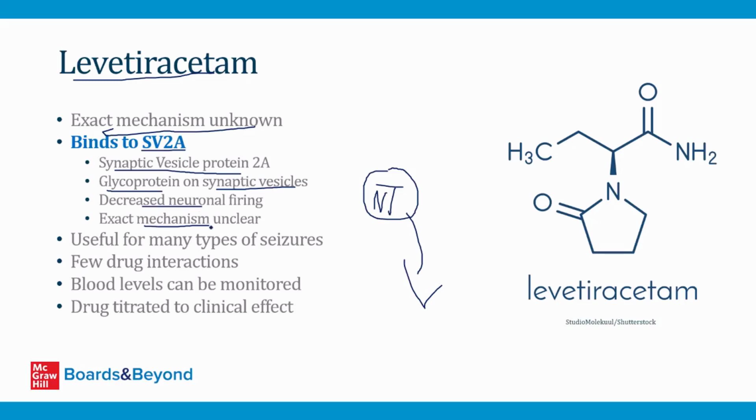And through this mechanism, this drug is useful for many types of seizures. It's very popular. It goes by the trade name Keppra, and that's because it has few drug interactions. You can monitor the blood levels to make sure the patient is within the therapeutic range. And usually patients are started on this drug and then the dose is titrated until you get a high enough blood level and you achieve the desired clinical effect.